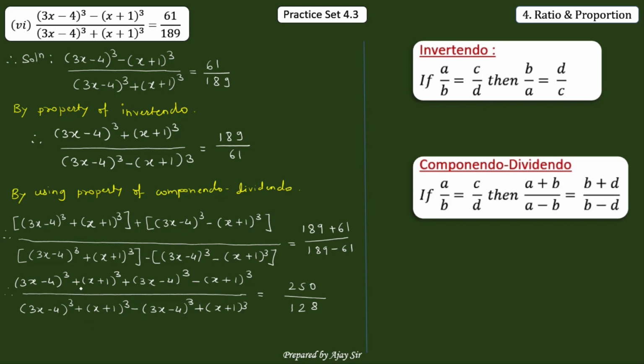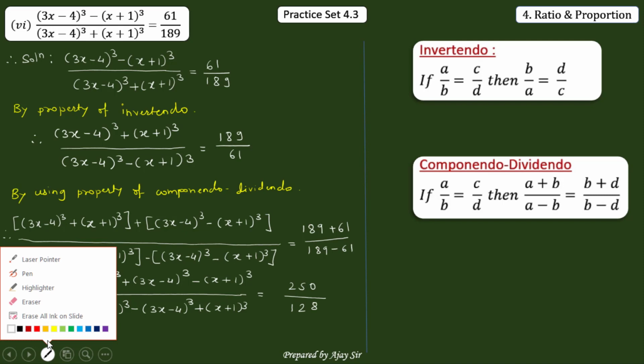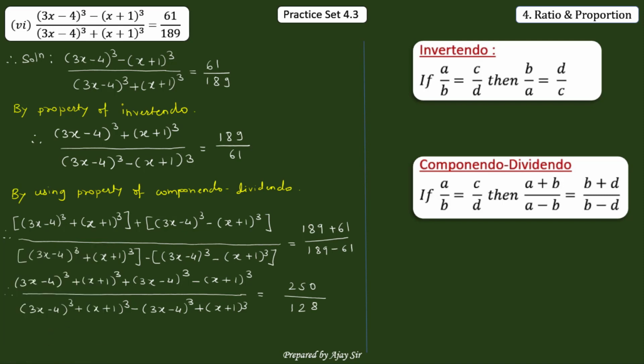Now here, the plus and minus terms get cancelled. So observe this carefully. Here, this is a plus term and this is a minus term, so this term gets cancelled here. So this term gets cancelled. Similarly, this is a minus term and this is a plus term, so this term gets cancelled.